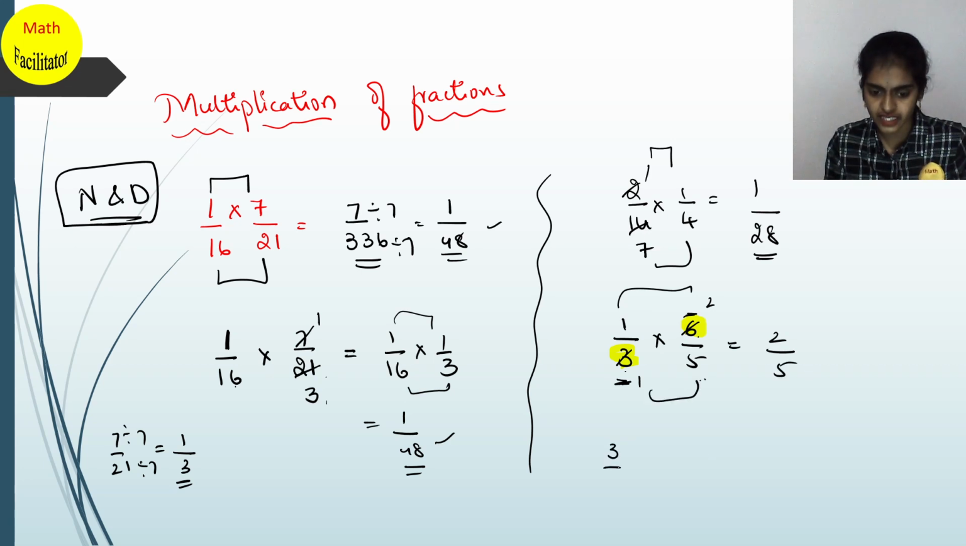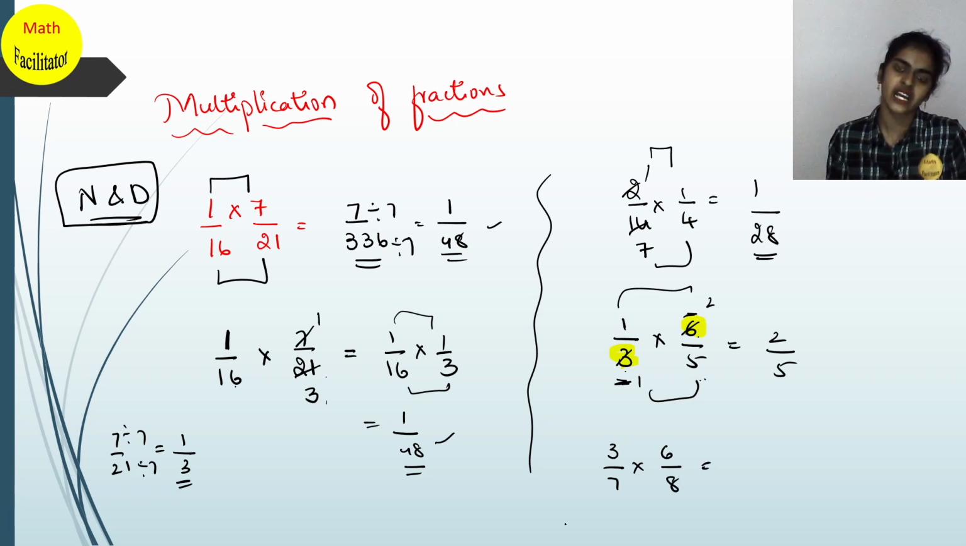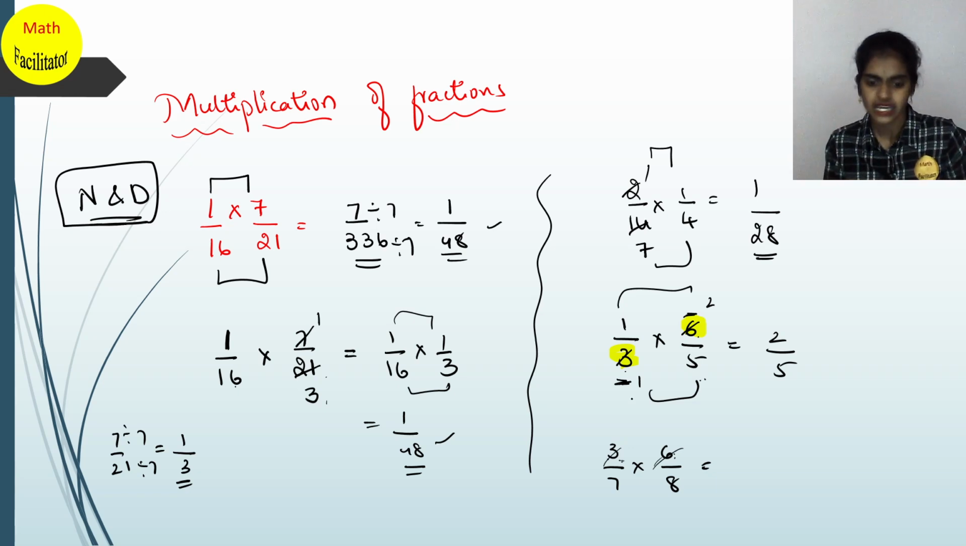Suppose you have 3 by 7 into 6 by 8. Here if you can see 3 and 6 have a common factor. 3 ones are 3, 3 twos are 6. But can I cancel these two? I cannot, because 3 and 6 both are in the numerator. Getting the point? So if you want to cancel, one has to be in the numerator and the other number has to be in the denominator. Only then you will cancel. Here you cannot cancel anything. So 3 6s are 18 divided by 8 7s are 56 is the answer.